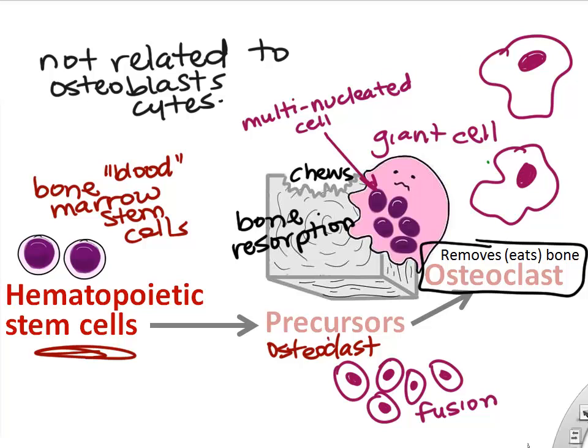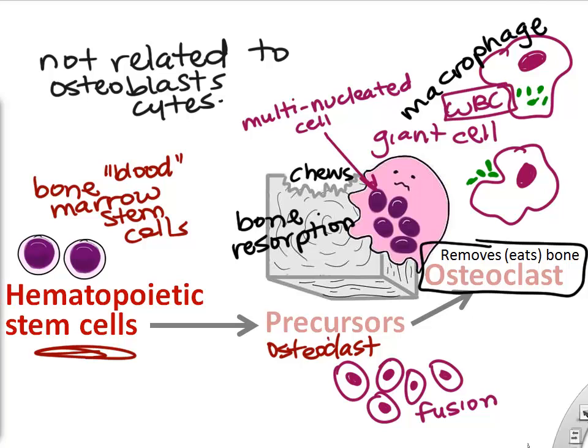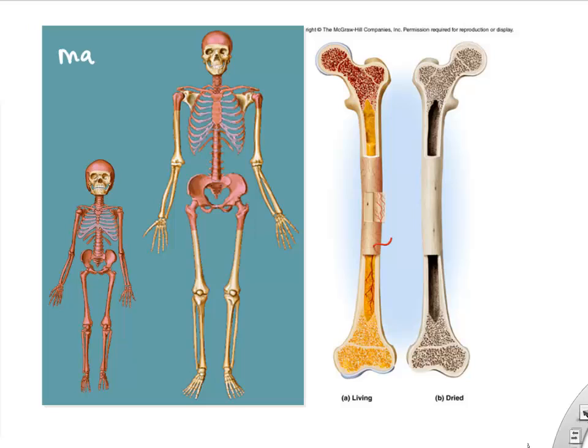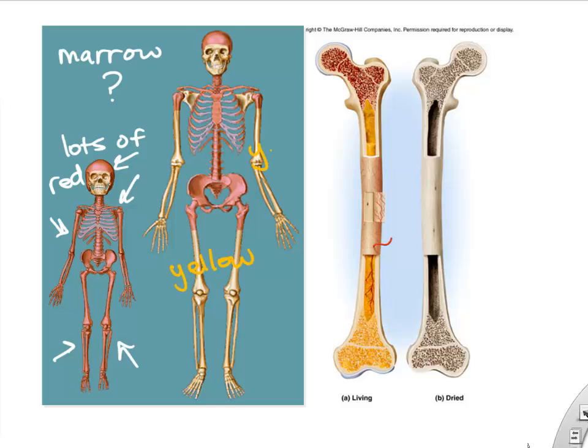They are related to these immune cells that eat up bacteria called macrophages. So I like to remember that they both like to eat stuff. The osteoclasts eat the bone and the macrophages eat bacteria and bad things in the body. So maybe they're cousins. If we look at a child skeleton, most of the bone is filled with red marrow because they're growing lots and need lots and lots of new blood cells.